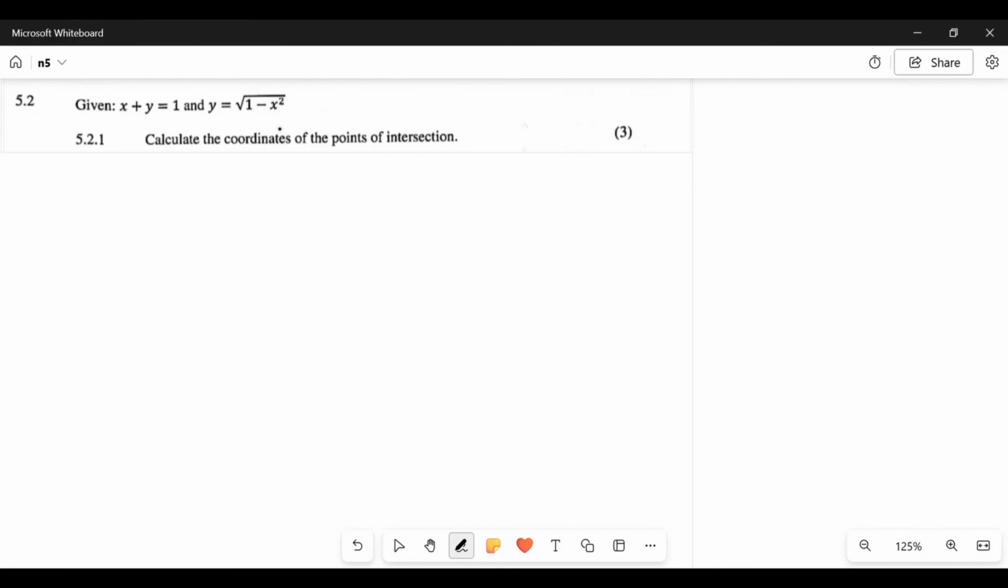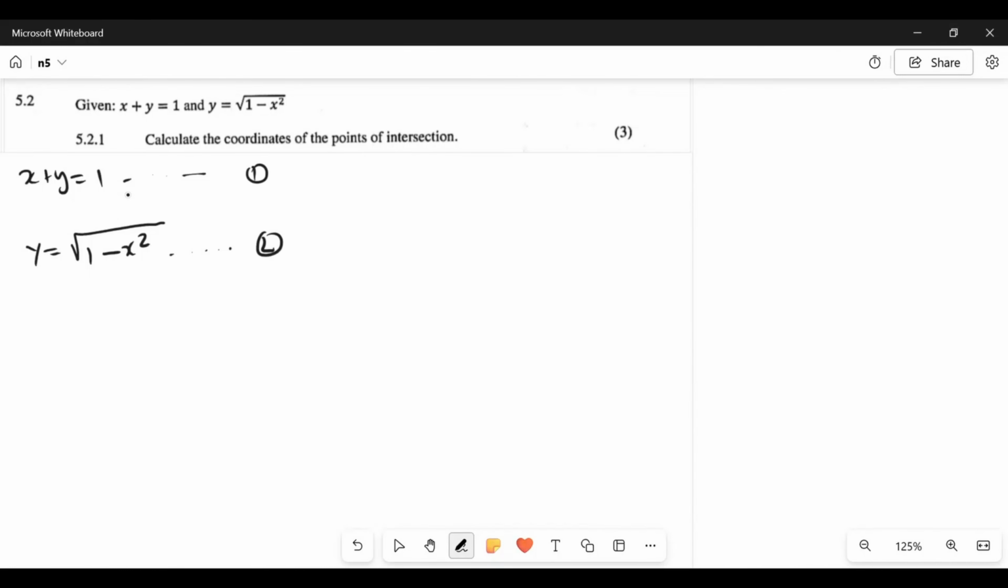So these are two graphs. At some point, they intersect with each other, and those intersections have coordinates. First of all, let's write our two equations. We have x plus y is equal to 1. And the other one, we have y is equal to the root of 1 minus x squared. Now, this one here, we can call it 1 for now. And this one, we can call it 2.